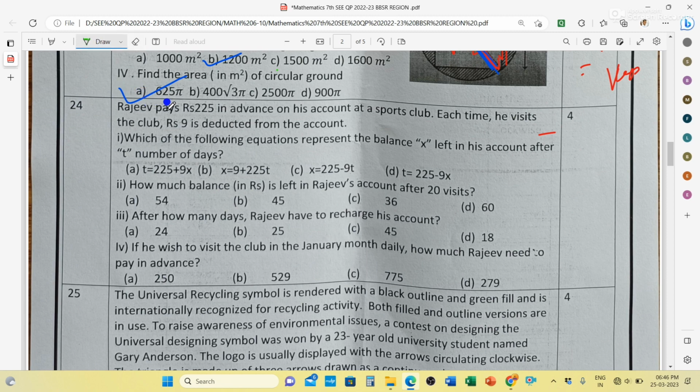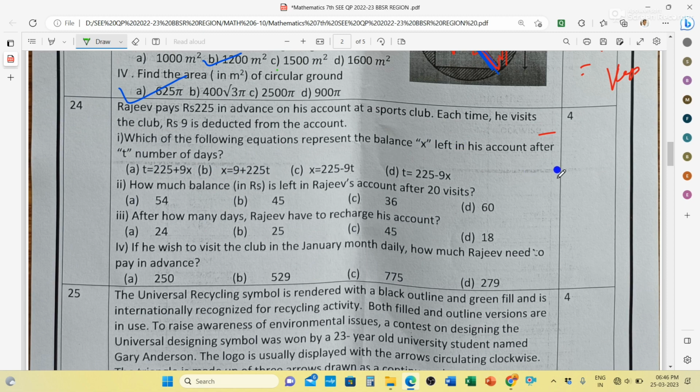Rajiv pays 225 rupees in advance on his account at a sport club. Each time he visits the club, 9 rupees is deducted from the account. Which of the following equations represents the balance X left in his account after T number of days? So after T number of days, the balance is given as X.